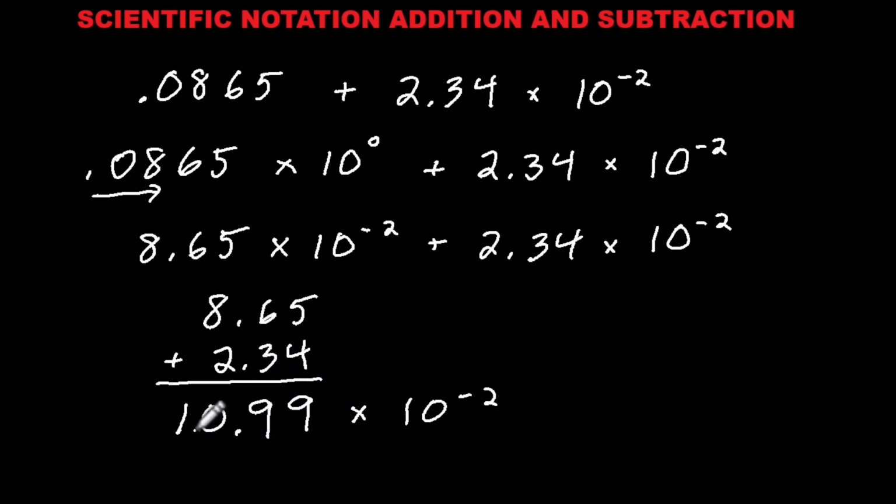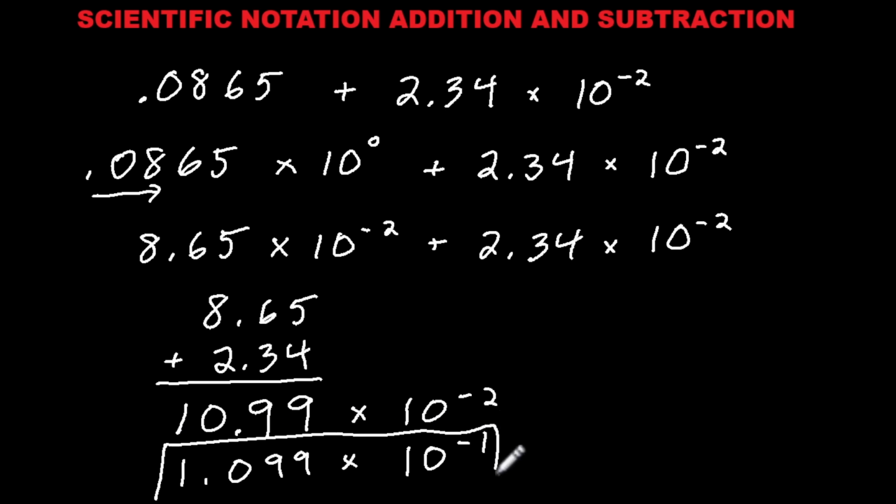I need to have only one digit to the left of the decimal, so we would rewrite this as 1.099. And since we've moved the decimal now one space to the left, I need to increase the exponent by 1. So I get 10 to the minus 1 power. And this one is complete.